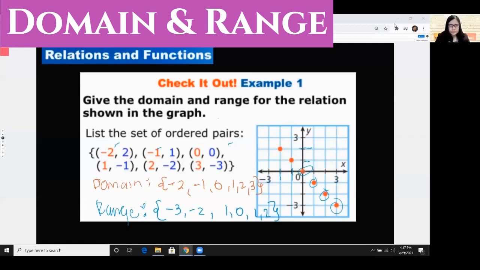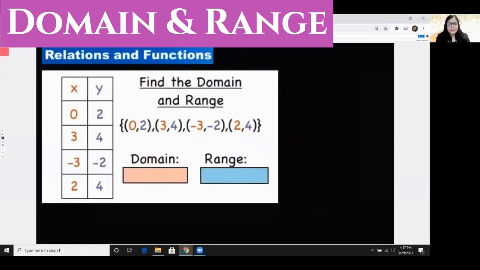Next one. For the next one, we have the relation and function given a table of values. In the table of values, we have the x. Take note that the x values are the domain. And then we have also the range, which are the y values. So it is very easy to identify the domain and range if the given is a table of values. So we will just write them.